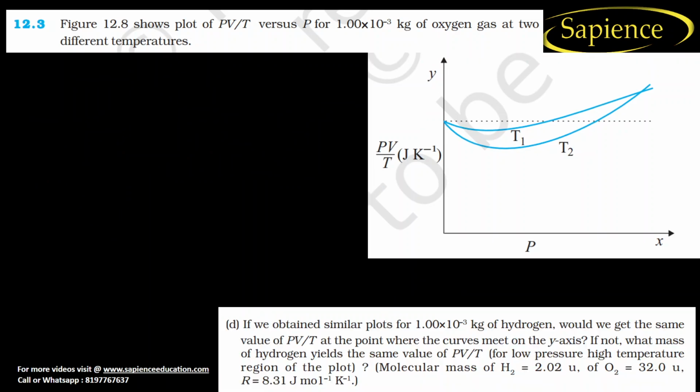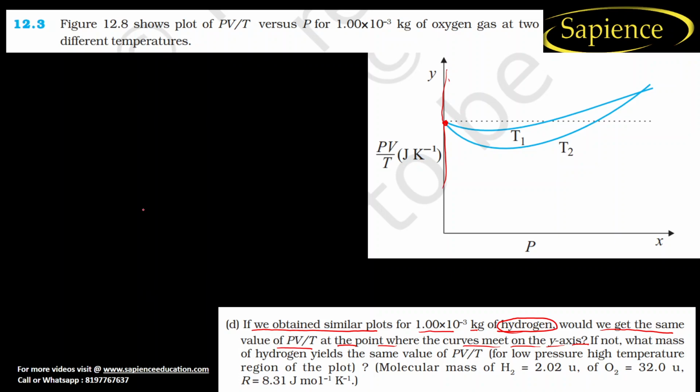Okay, now let us go for 12.3D. Let us read the question. If we obtain a similar plot for 1.00 into 10 to the power minus 3 kg of hydrogen, would we get the same value of PV by T at the point where the curves meet the y-axis? That is, at this y-axis, would we get the same value for hydrogen?